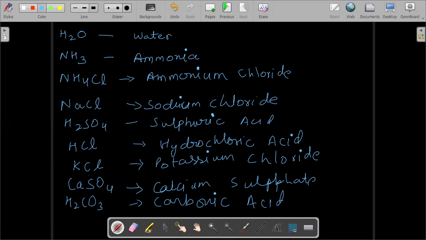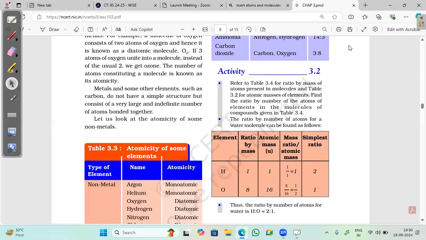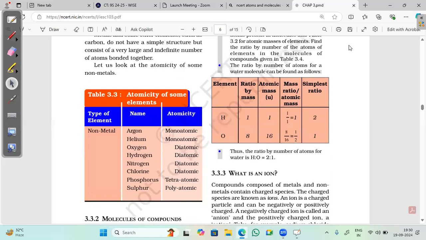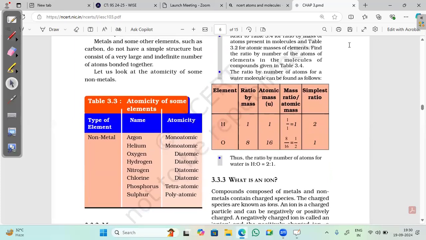Got this? Yes, sir. Okay. Now if you find out the ratio of atoms, the ratio by mass in all of them will be the same. Always the ratio by mass will remain the same.